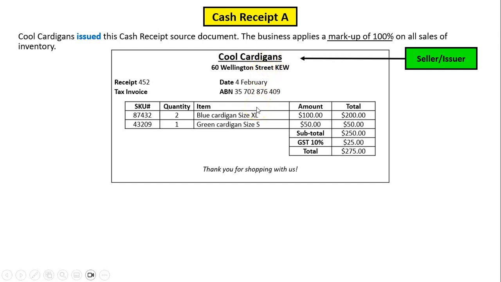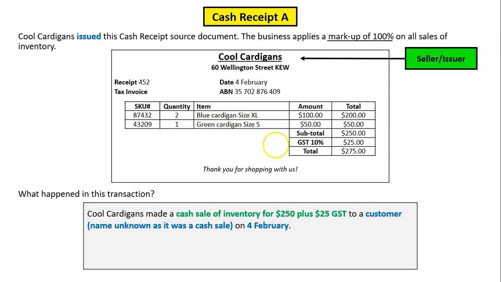When you think about it, that makes sense because when you go into a shop and pay cash, they don't know who you are necessarily. And when you get the receipt, it doesn't have your name on it. And that's what's happened here. So what happened in this transaction? Well, we're Cool Cardigans. So we've sold here 2 blue cardigans and 1 green cardigan, and the total comes to $250. So that is a cash sale of inventory for $250. There's $25 GST, so we've therefore received $275.